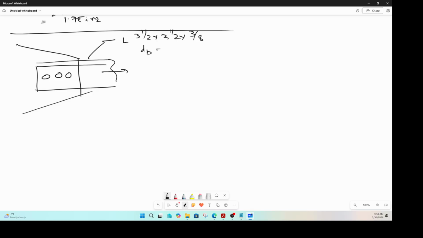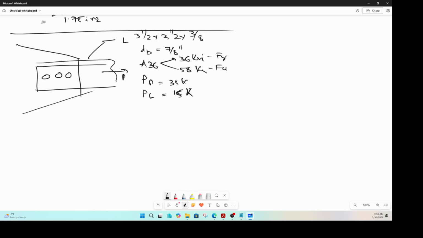The bolt diameter is 7/8 of an inch. Okay, material is A36. That means your Fy is 36 and Fu is 58 ksi. This is your Fy. This is your Fu. Okay, and this P is composed of P dead. The dead load is 35 kips. P live. The live load is 15 kips.